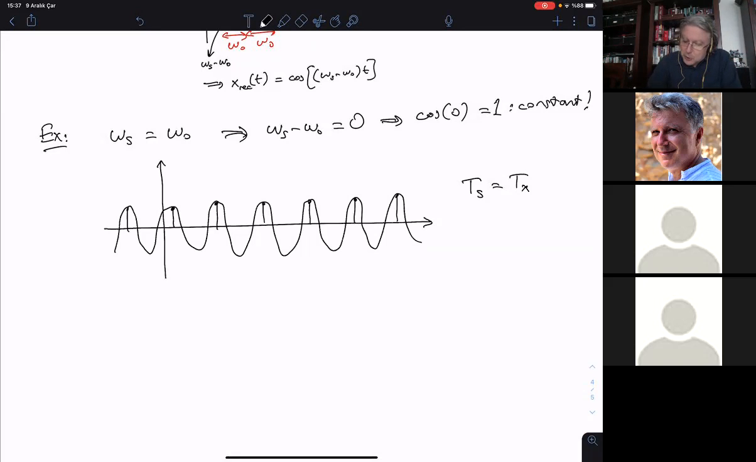However, if I choose the sampling period to be half of the signal period, which means the sampling frequency is twice the signal frequency, which was omega 0, twice omega 0, then it would be like this. Then the sampling period will be half of it. So I will choose these blacks as well as these.